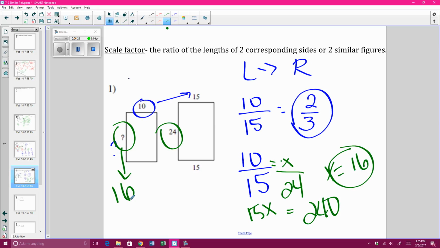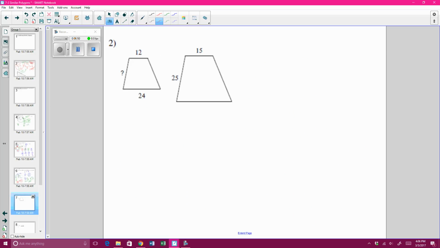If you wanted to double check this, you go in here and use a scale factor and say, hey, listen, I have this 24. What's 2/3 of 24? And if you go in your calculator and do 24 times 2/3, you get an answer of 16. So that's how you can double check your work. Go ahead and try this one. I always like to put what I'm missing first, so that way I know I'm not going to forget it.